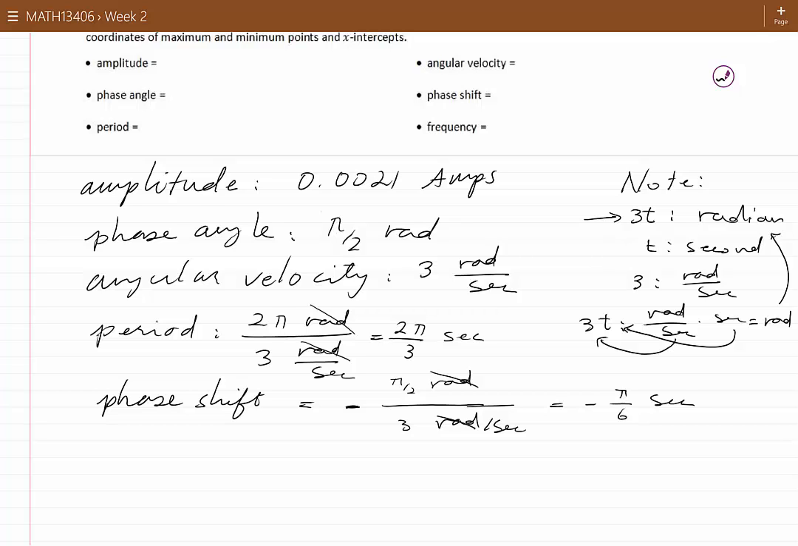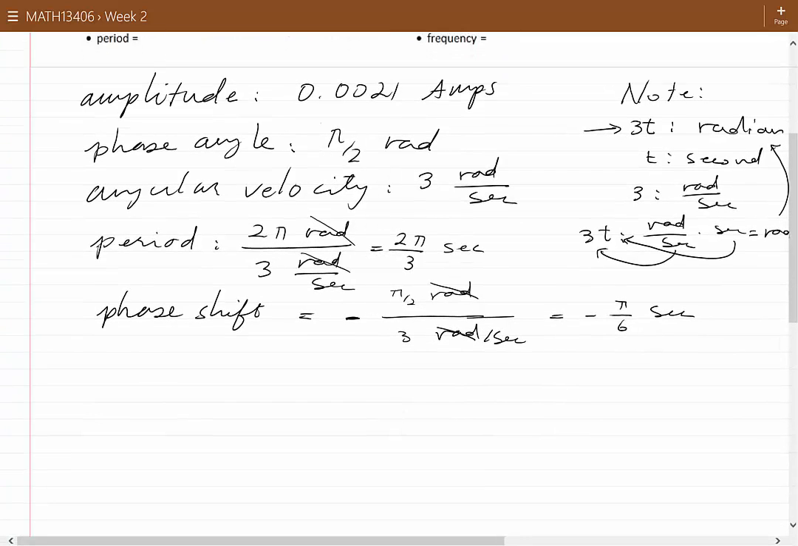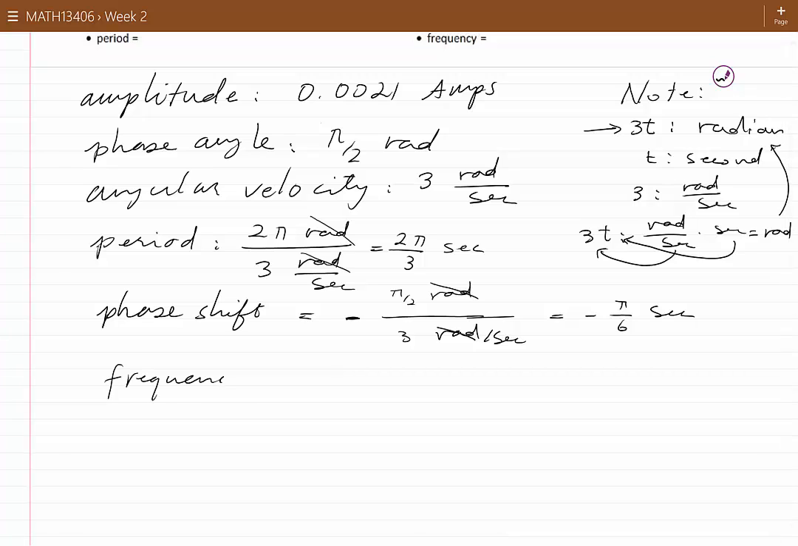The last quantity I will look at is frequency, which is the inverse of period, and in our case 1 divided by 2π/3 seconds. This would be 3 divided by 2π per second, which is 3/(2π) hertz.